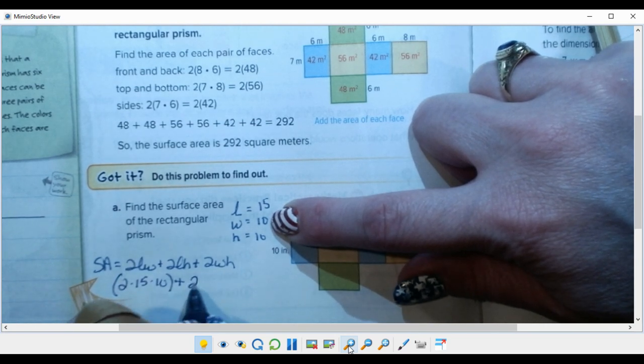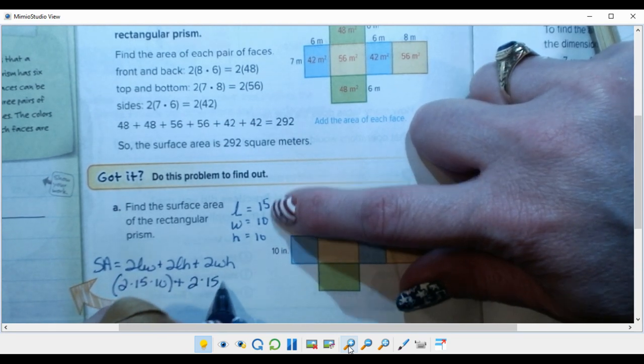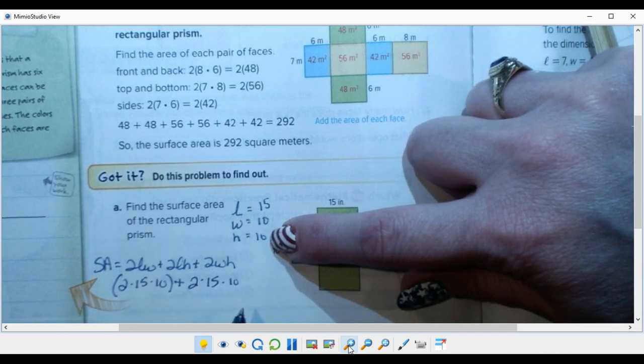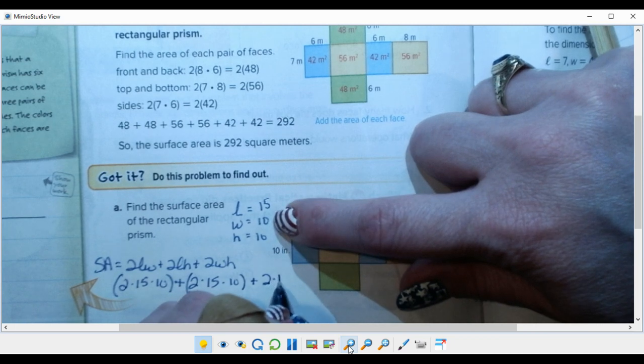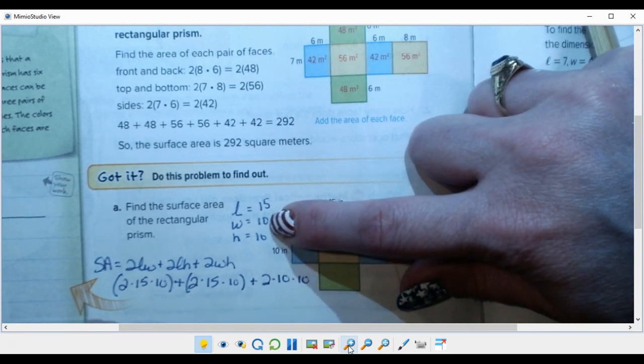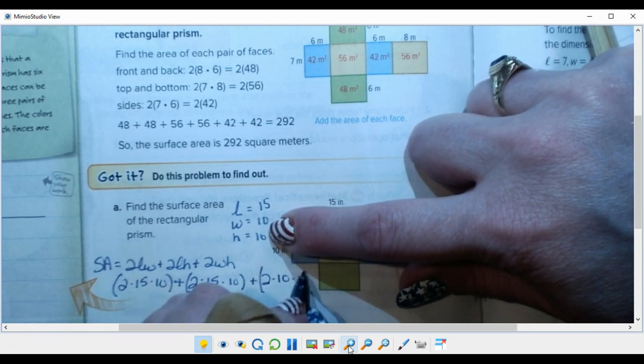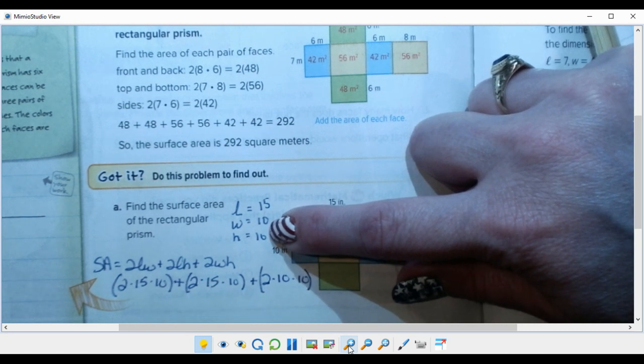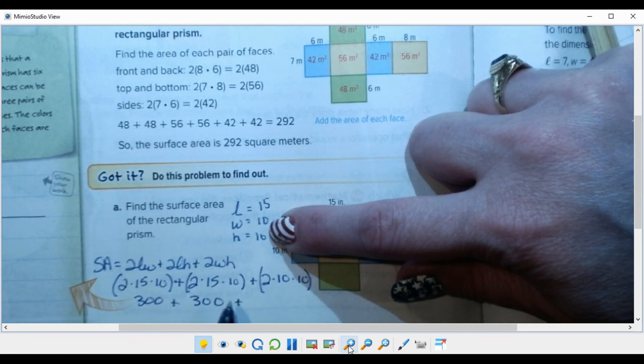That way you know that goes with that one. All right, 2 times L is 15, H is 10. This is going to repeat a lot. Plus 2 times 10 times 10, because W is 10 and H was 10. And then you just go through and calculate. 10 times 15 is 150, times 2 is 300. Same thing here, another 300 because it's the same numbers. 10 times 10 is 100, times 2 is 200.